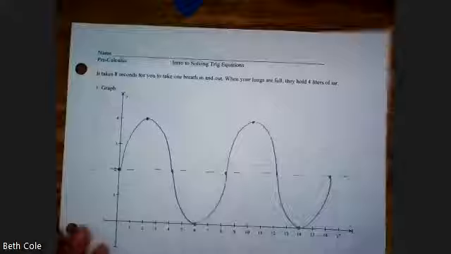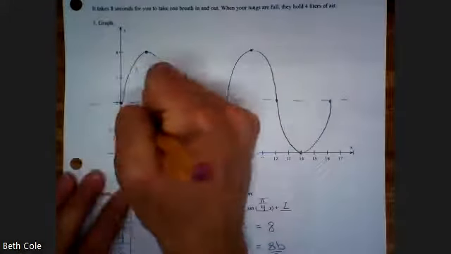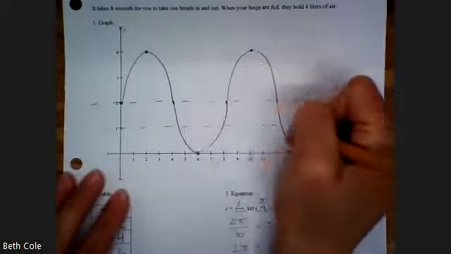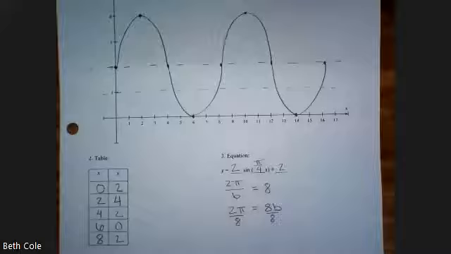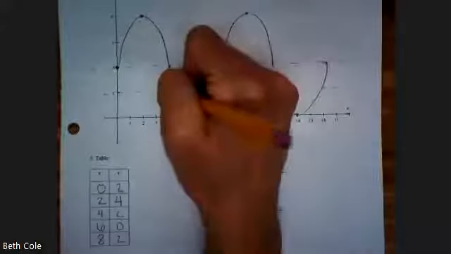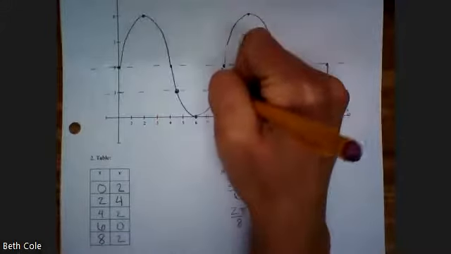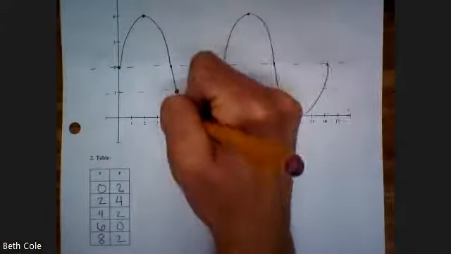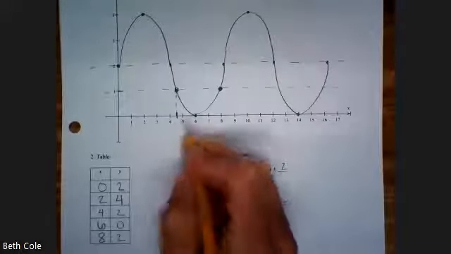When, in seconds, do your lungs hold 1 liter of air? So look back at your picture. Here's 1 liter. So what times do our lungs hold 1 liter of air? Well, it would be right here and right here. But when is that? Somewhere between 4 and 5.